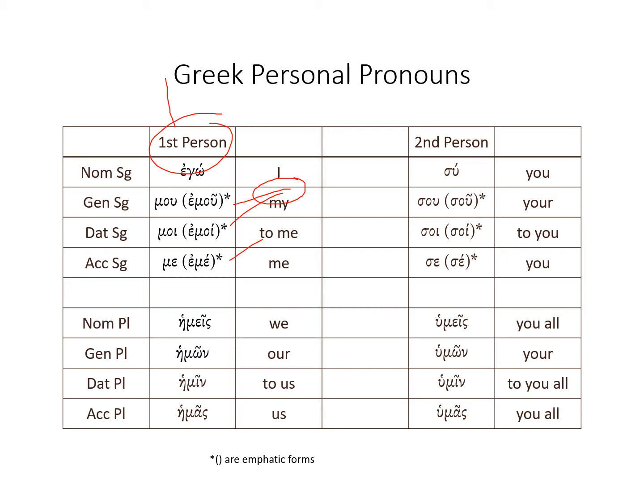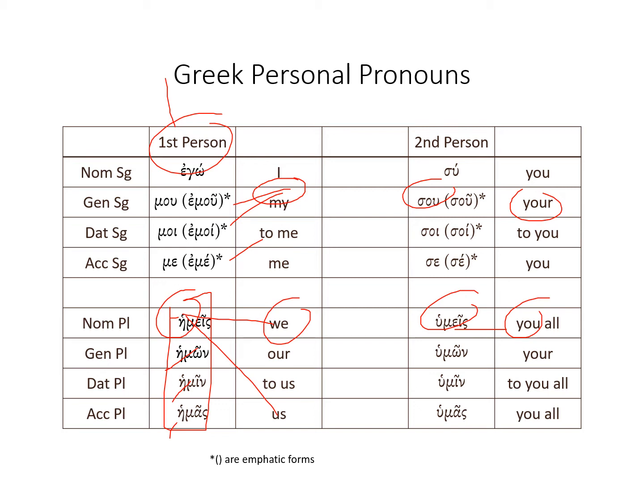With the plural, the mnemonic that I use: hey and we. Hey, we are here. Hey, it's us. And this hey continues all the way down here: hemeis, hemon, hemin, hemas. And su and you obviously rhyme together, and humeis, you all. Here we can see the relative way that the second declension endings surface, and you can follow that pattern through.